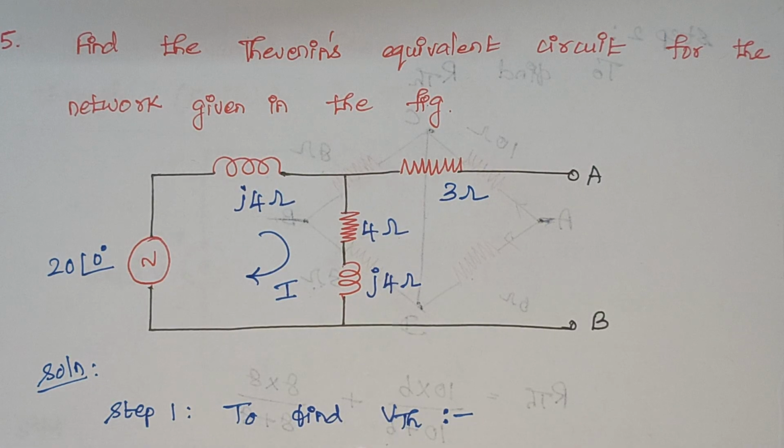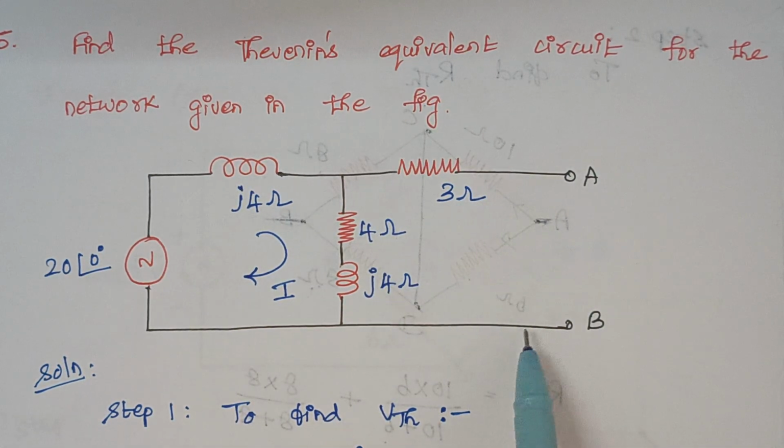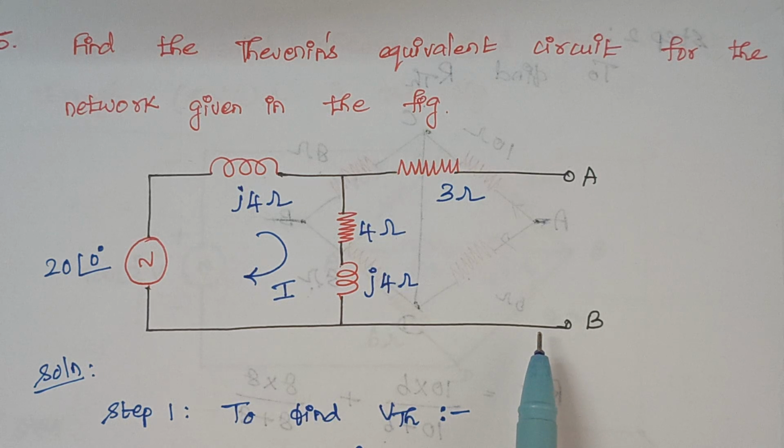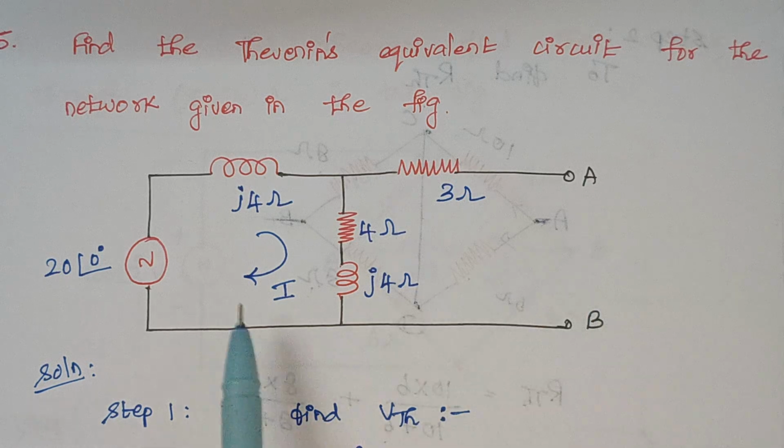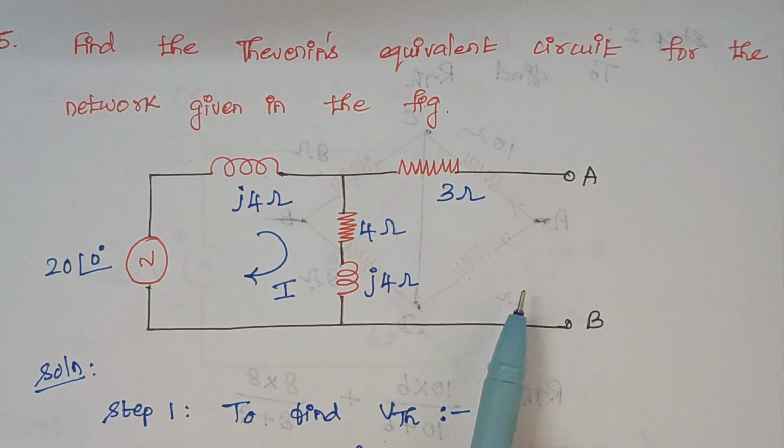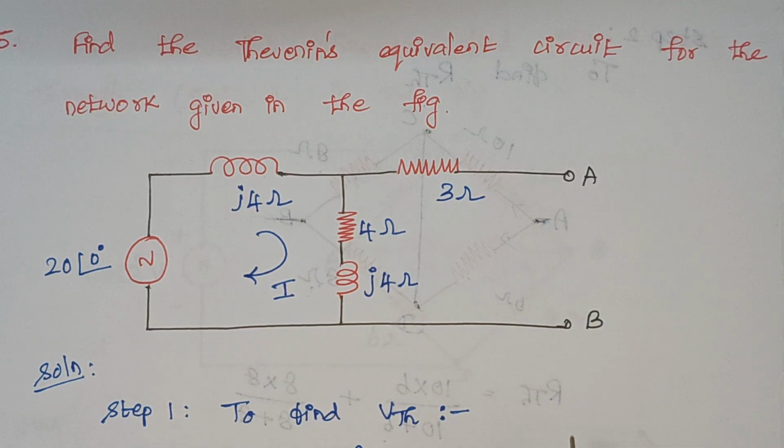The problem is: find the Thevenin's equivalent circuit for the network given in the figure. So we have to draw Thevenin's equivalent circuit. What are all the things we need? We should find Thevenin's voltage as well as Thevenin's impedance, right? Once you have calculated that, everything is over. So the first step is to calculate the Thevenin's voltage.